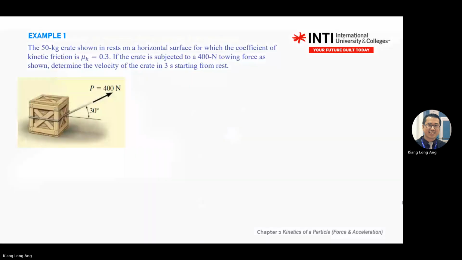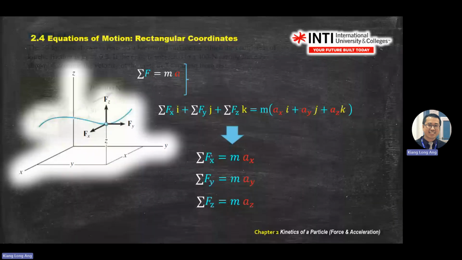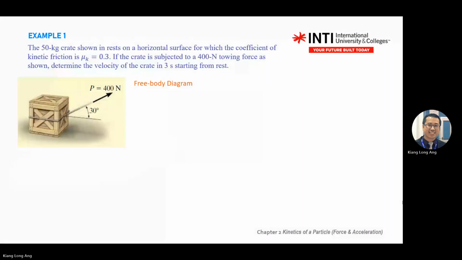Okay. Now we look at the first example. So you have an object. In this case, we are still in the particles chapter. Later in rigid body, we'll look at other things.